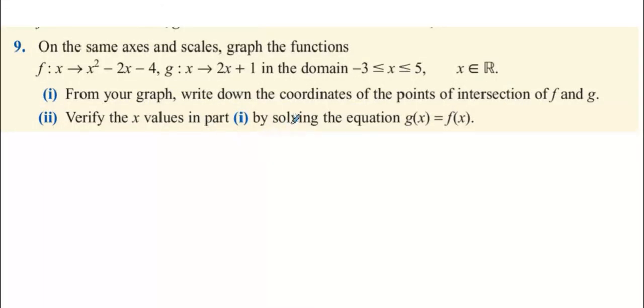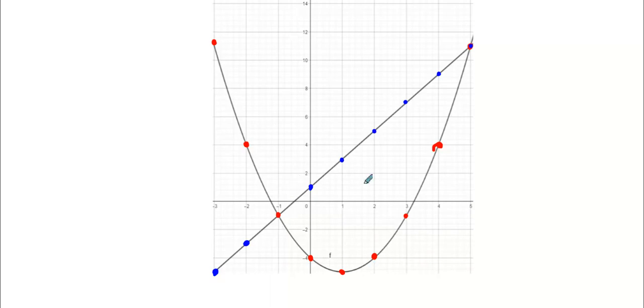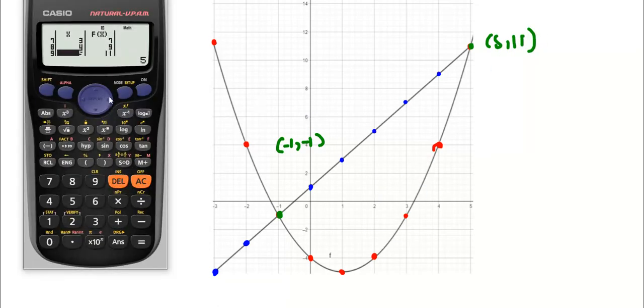Now, it goes right down the corners at the points of intersection. Well, the points of intersection are going to be the two green ones here, which are going to be -1, -1. And the other one's going to be 5, 11. So there's your 2 points of intersection, okay? If you go back to your calculator, you can see it there. It's -1, -1 is 1 point, and then the other point of intersection is 5, 11.